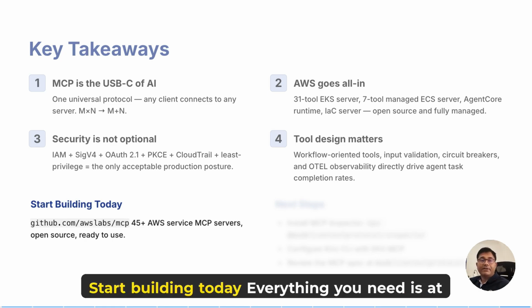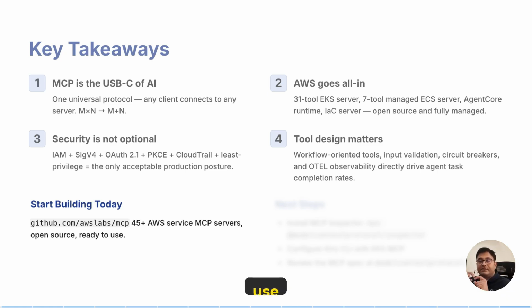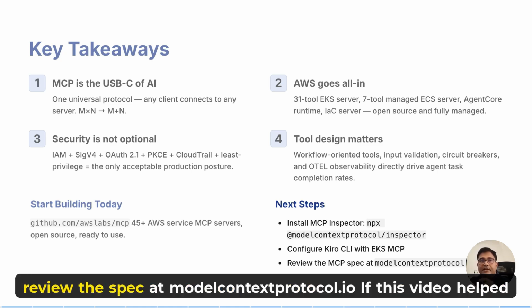Start building today. Everything you need is at github.com/awslabs/mcp, 45 plus AWS service servers ready to use. Install MCP Inspector, configure Kiro CLI with EKS MCP, and review the spec at modelcontextprotocol.io.